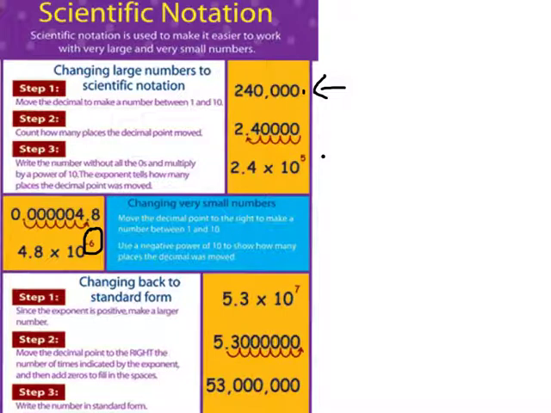Alright, and then to go back to standard form, if I have 5.3 times 10 to the 7th, obviously that just means I need to move that decimal point to the right 7 places and add as many zeros as necessary. And the opposite of that would be, if I needed to take a decimal number, I would just move the decimal to the left that many places.